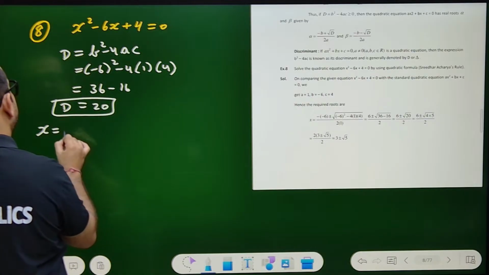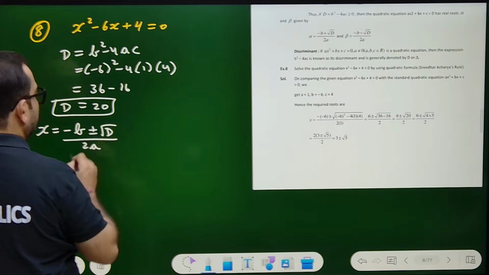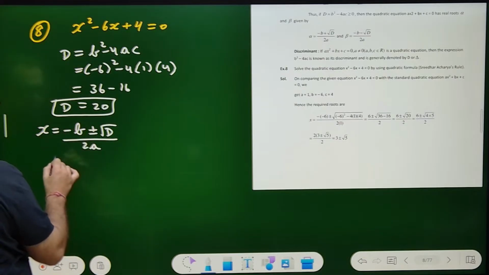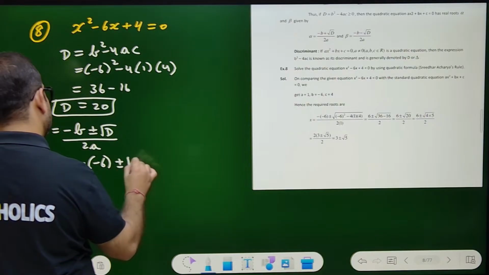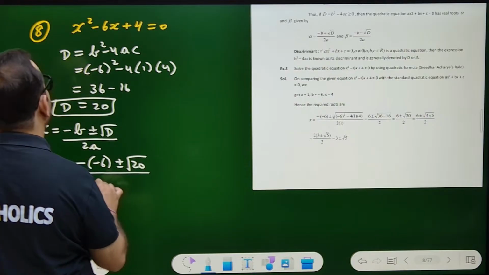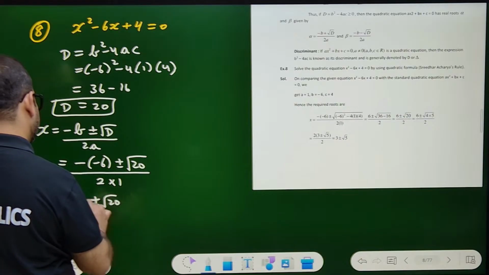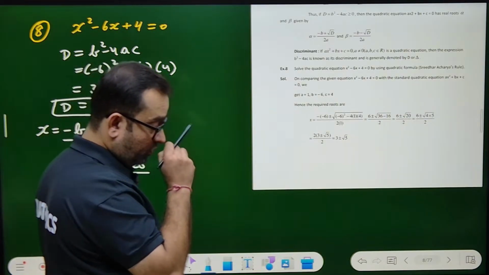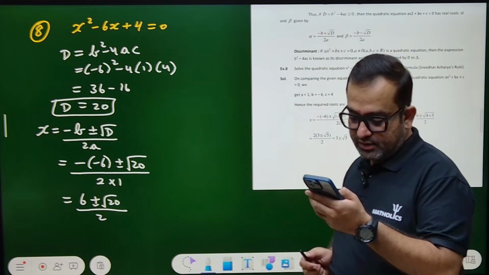I'll write x equals to minus b plus minus under root D whole upon 2a. Remember this thing, minus is only onto the b. So minus of b would mean minus of minus 6, plus minus under root 20 upon 2a, means 2 into 1. So it is 6 plus minus under root 20 by 2. Now see what I'm saying. Under root 20, can you convert it?